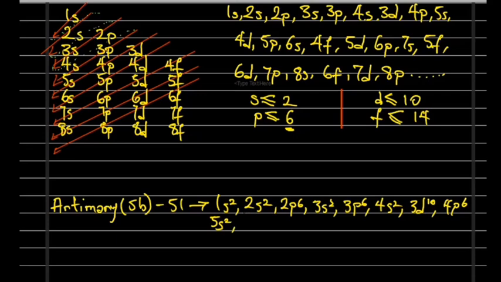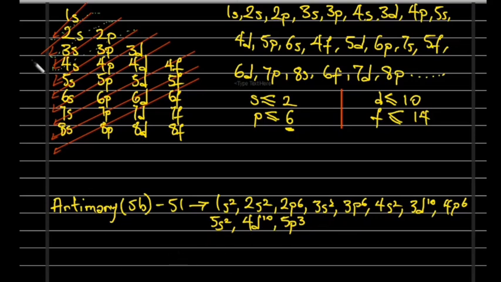5s2 plus 4d10, 36 plus 2, 38 plus 10, 48. Okay, the next one there is 5p. So 48, we are going to 51. So this one is going to be 5p3. 48 plus 3 will give us 51. So this is the electronic configuration of antimony, 51.